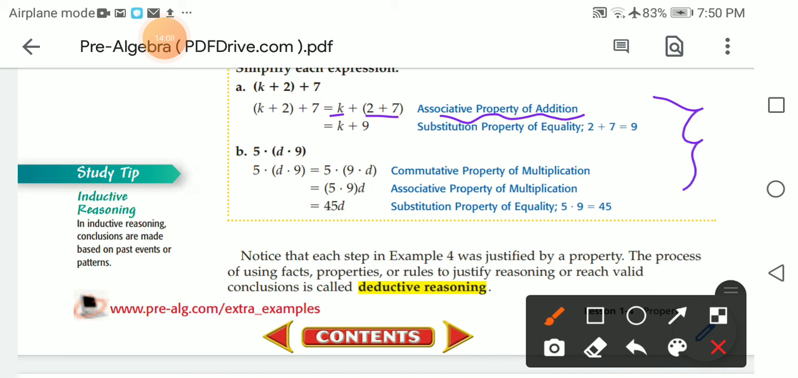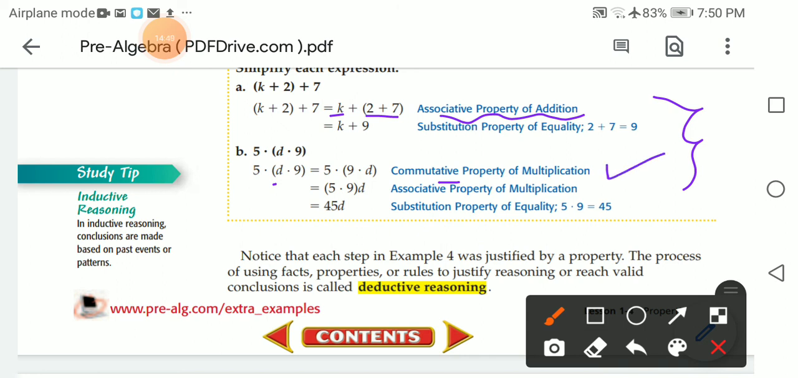Okay. So to make the expression simpler, I have here 5 times d times 9, that is 5 times (d times 9) in brackets. What should I do now? I have numbers and I have just one variable. So I should change the order of numbers and variables. When you change the order of numbers and variables, what's this? It's commutative property, and I have here multiplication, so it's commutative property of multiplication.